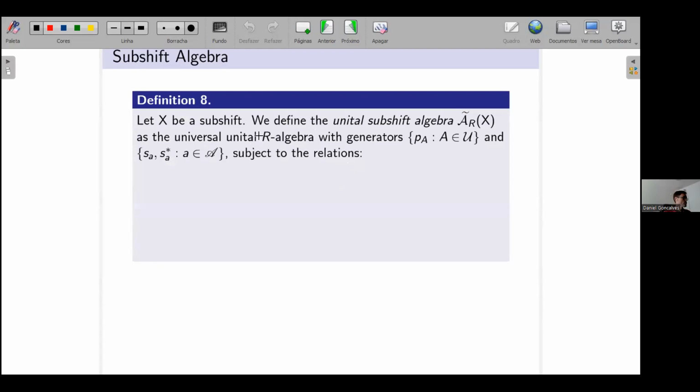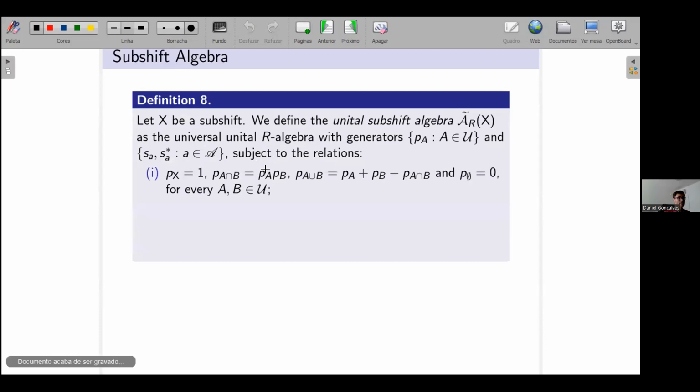Okay, so it's again a universal algebra generated by a projection for each of these elements in that Boolean algebra, and a partial isometry for each element of the alphabet, subject to some relations. The projections have the expected relations. The projection of the whole space is 1, so it's unital. The projection of the intersection is the product of the projections, and the projection of the union is the projection of the disjoint union. All the nice properties of the projections associated to the Boolean algebra elements.